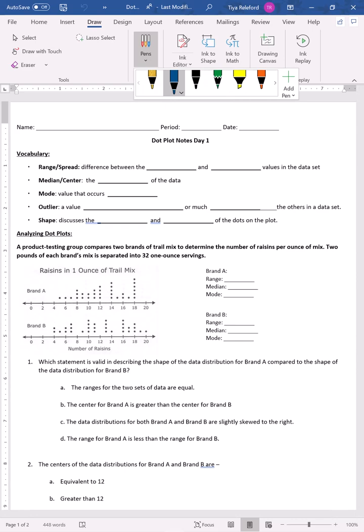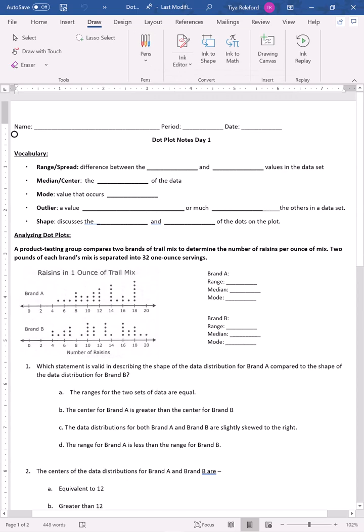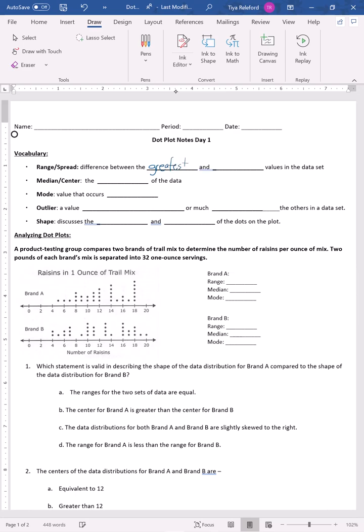Range or spread, same thing, different words. Range or spread is the difference between the greatest and lowest values in the data set. Median or center is the middle of the data. Mode is the value that occurs the most.